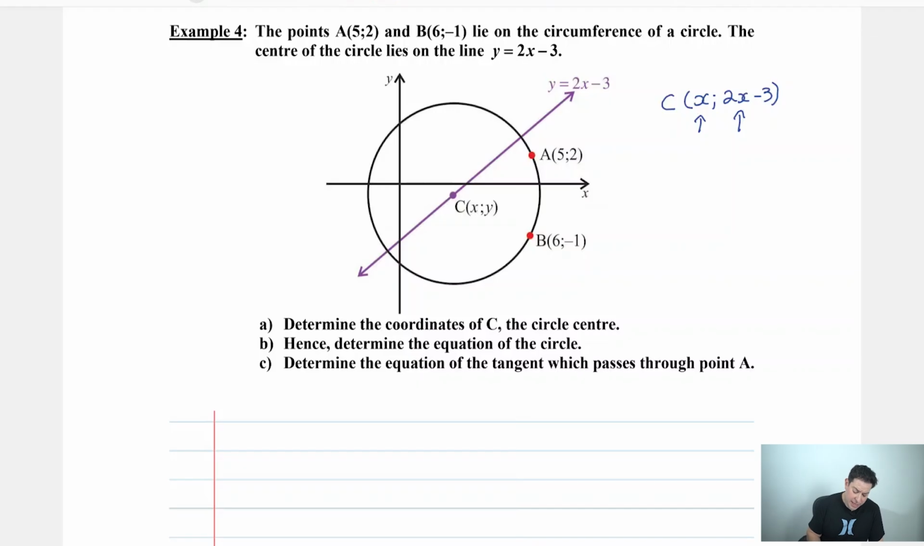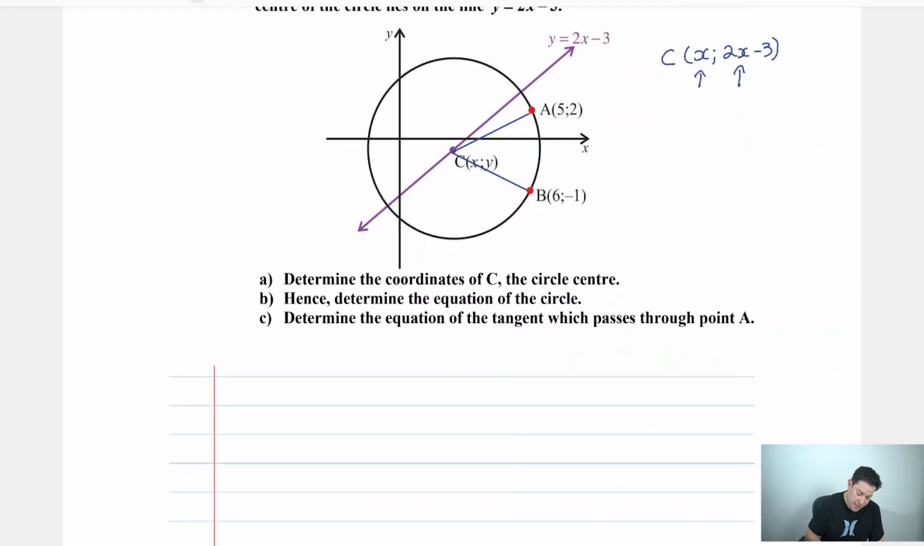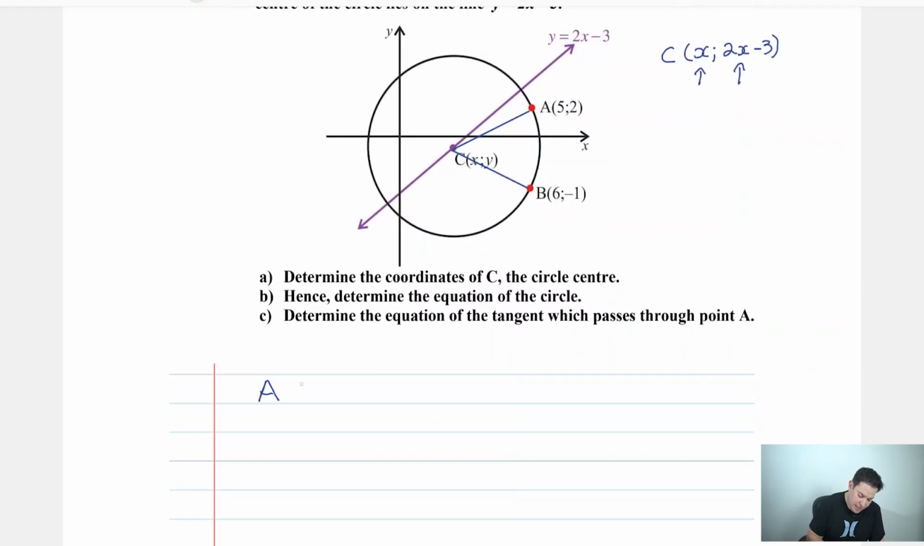They've said for us in question A, determine the coordinates of C, the circle center. So what we're going to use is the principle that the radius of a circle is always the same. So the length of AC and the length of CB are equal. So that's where we're going to start. We're going to use the distance formula, and we're going to write AC squared equals BC squared. You could also write it as AC equals BC, but I don't want the square roots in the distance formula, so I'm squaring both sides to start with.